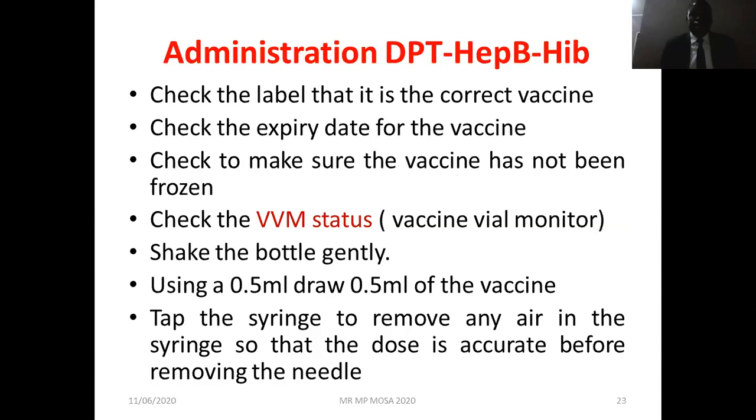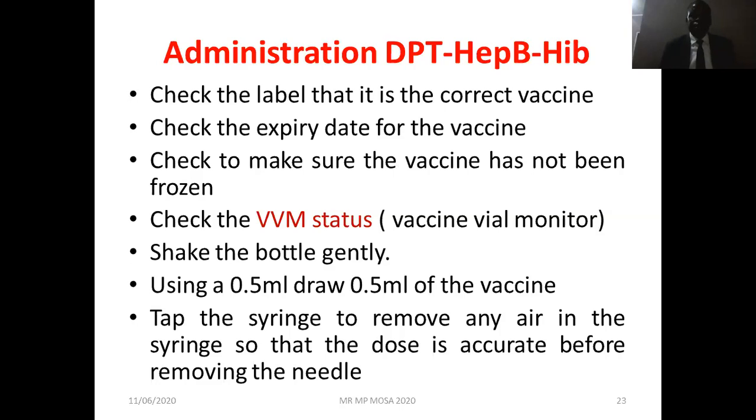So let us look at the administration of DPT-Hib. Check the label that it is the correct vaccine. Check the expiry date for the vaccine. Check to make sure the vaccine has not been frozen. Like I said, it gets damaged. Then check the vaccine status, that is the vaccine vial monitor.